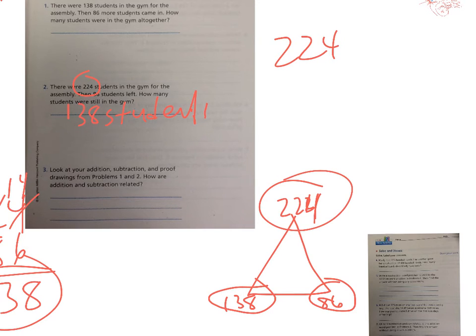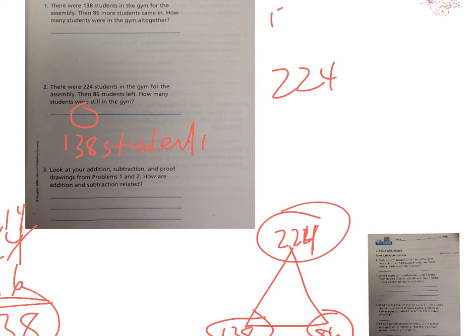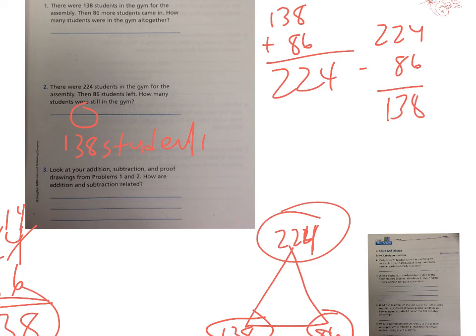How are the addition and subtraction related? Okay, how are the addition and subtraction related? Hopefully, you all said that they all kind of undo each other. Okay, we started with 138 plus 86 to give us 224, and then we took a 224 and we minus 86 to give us 138. So it's almost like a reverse.